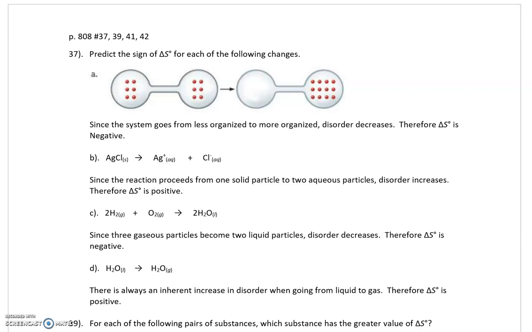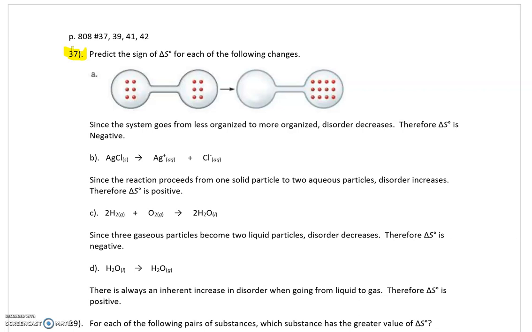So we've been dealing with this thing called thermodynamics, and the first thing we looked at was entropy, which is a fancy word for disorder. So we're looking for anything that is more disordered or less ordered. So in each of these, for example, number 37, where it says predict the sign of delta S for each of the following changes. Well, remember delta S is disorder. So if we're increasing delta S, then our sign for delta S should be positive.